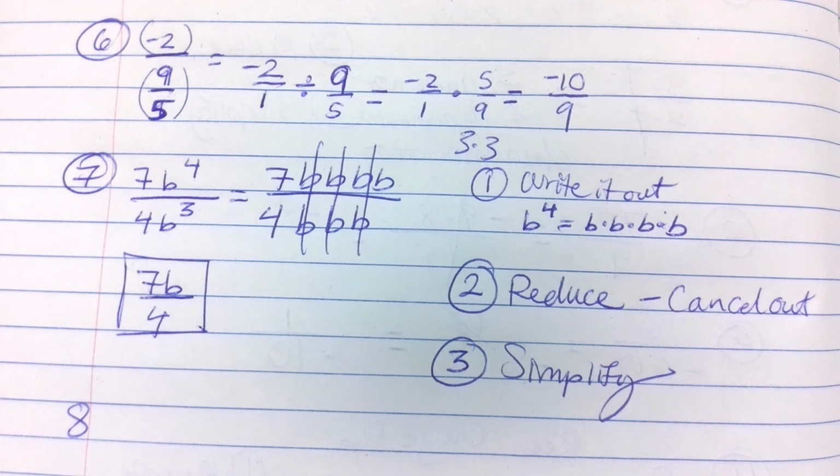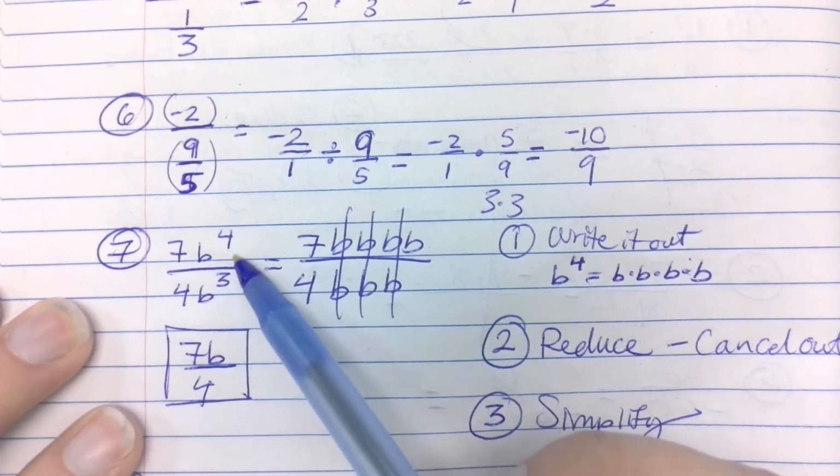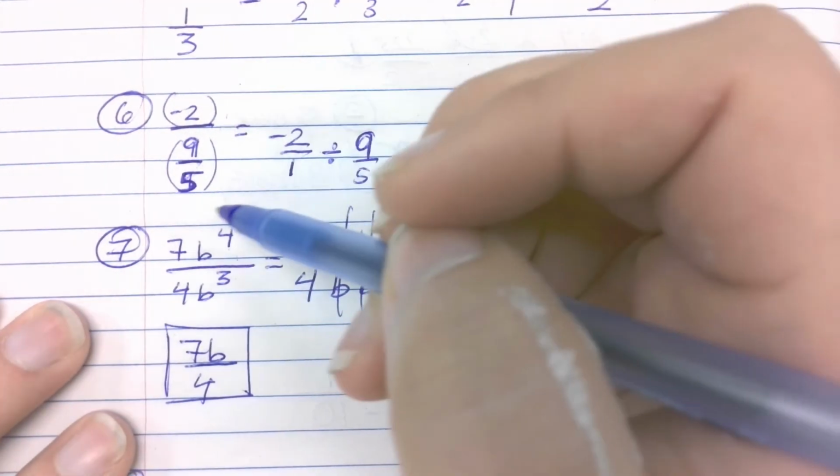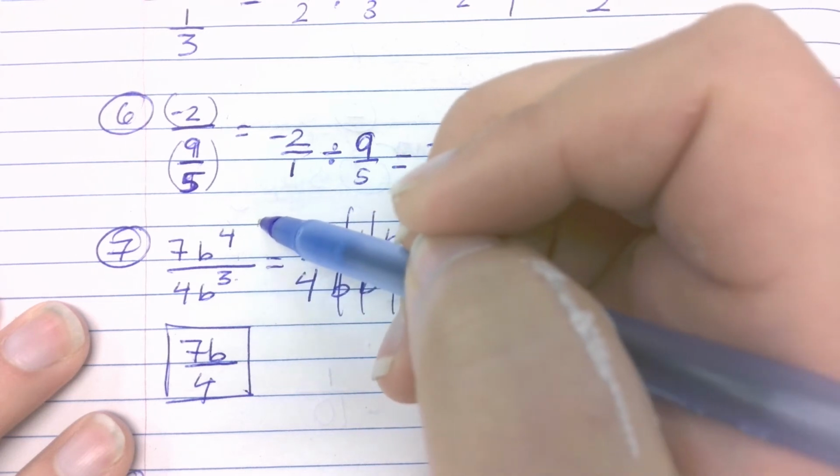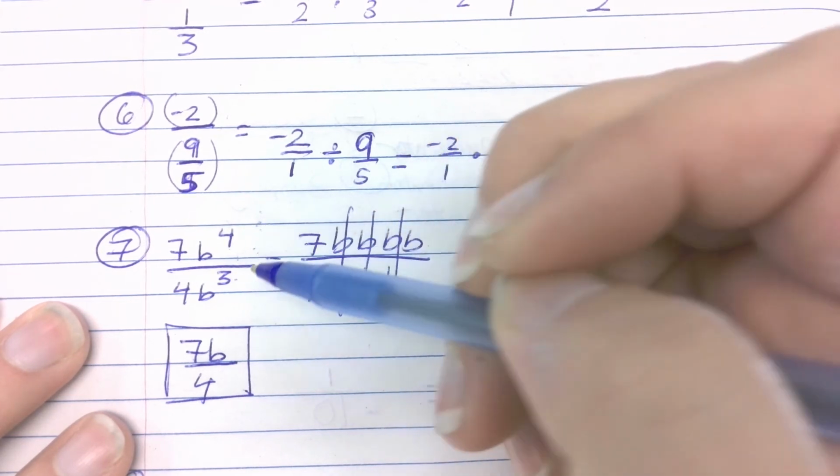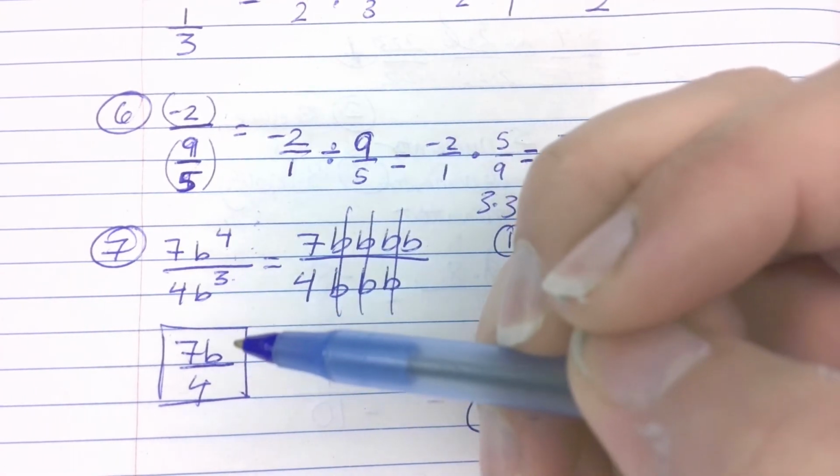This should be a good time to remember. You know you can just subtract the exponents, right? 4 take away 3, I'm going to have 1 left on top. If I have more on the bottom, I'm going to have more left on the bottom.